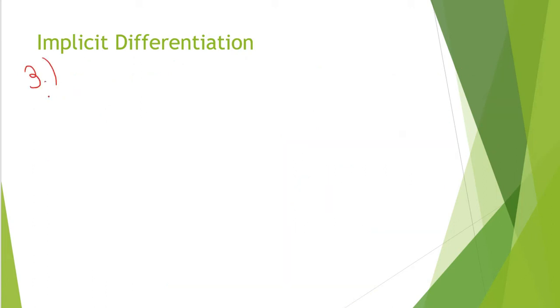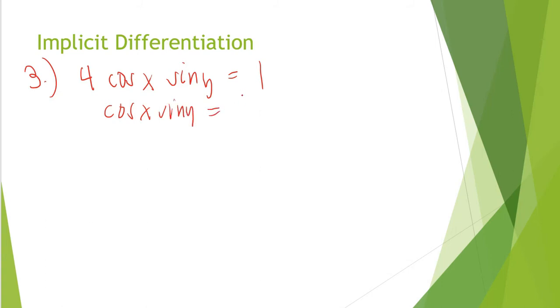Now we do a third example. Let's say we have 4 cosine of x times sine y equals 1. So we will solve this using implicit differentiation again because it has x and y variables. Okay, first thing to do is to isolate the 4. We transfer it to the other side by dividing both sides by 4. So it becomes cosine x sine y equals 1 over 4.